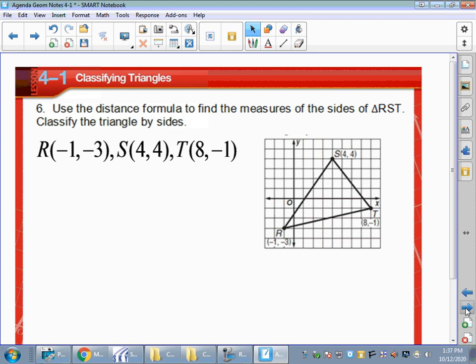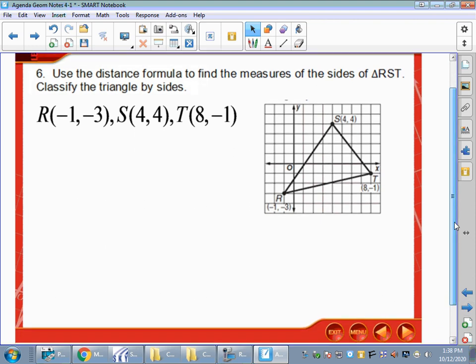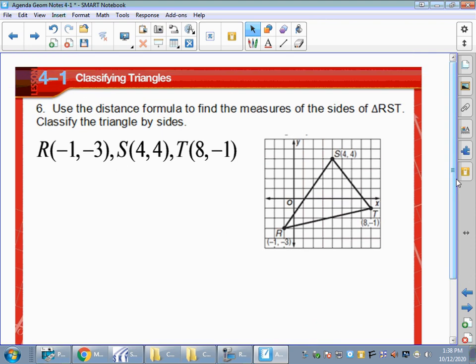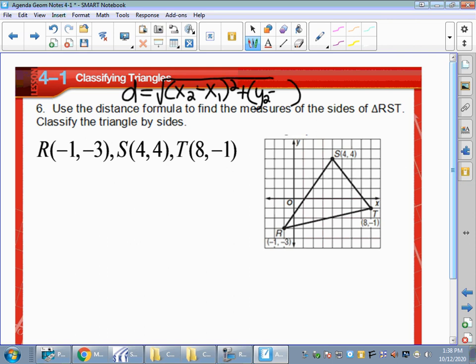In order to compare the measures of the sides, we have to know what the lengths are. So we're going to have to use the distance formula. Hopefully you remember that from chapter 1. x2 minus x1. It's not my day today. Squared, plus in the middle, y2 minus y1 squared. Take the square root of the whole thing at the end. So we're going to have to do 3 separate problems. I think it's easier to see when you are on the graph.